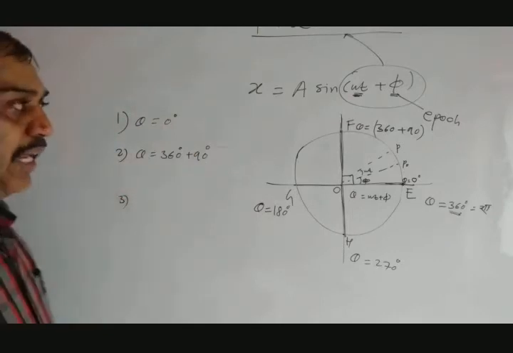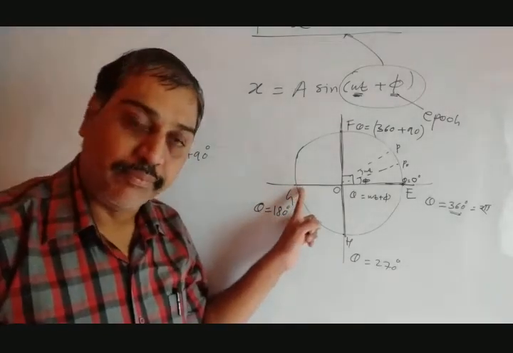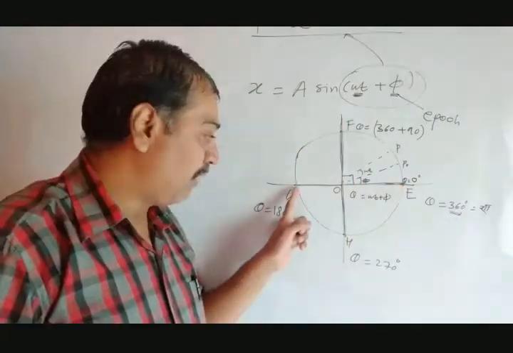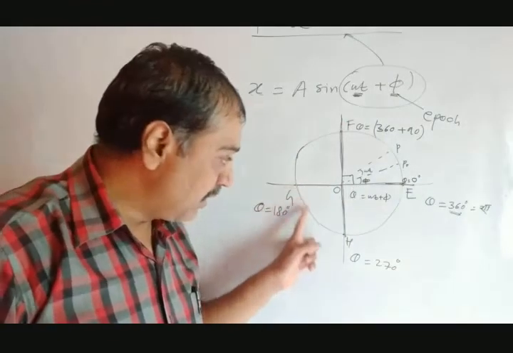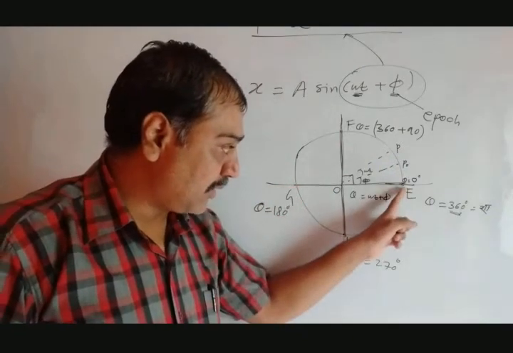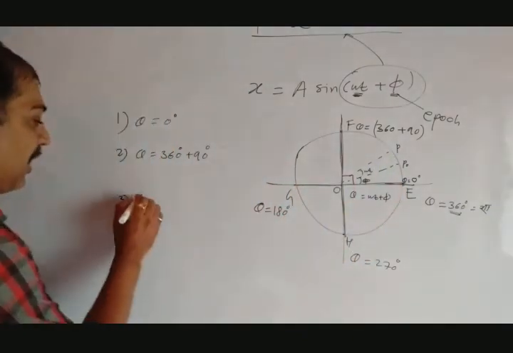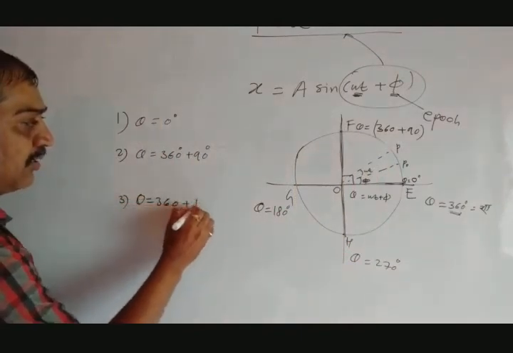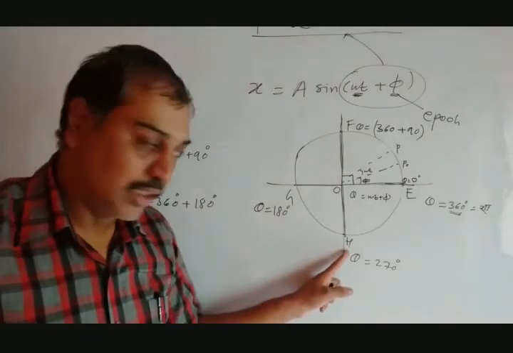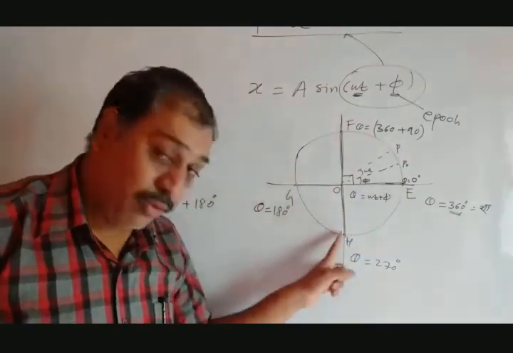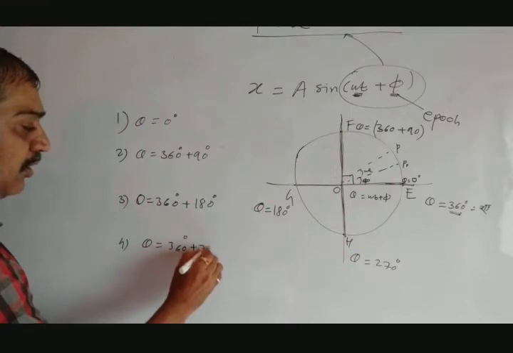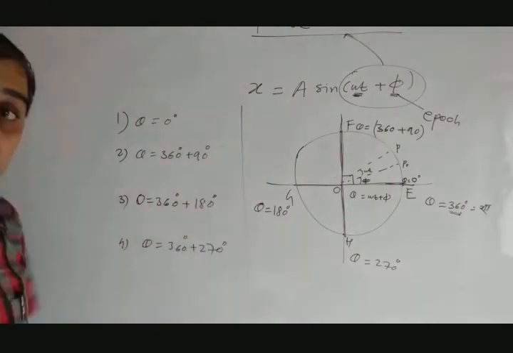Let's go to the third. If the motion started from point G, again this would be the mean position, and these are said to be extreme positions. Then what is theta? If motion started from G, it is 360 plus 180. So we can write theta equals 360 plus 180 degrees. If the motion started from H, it is 360 plus 270. So theta equals 360 degrees plus 270 degrees. So this we have seen in degrees.